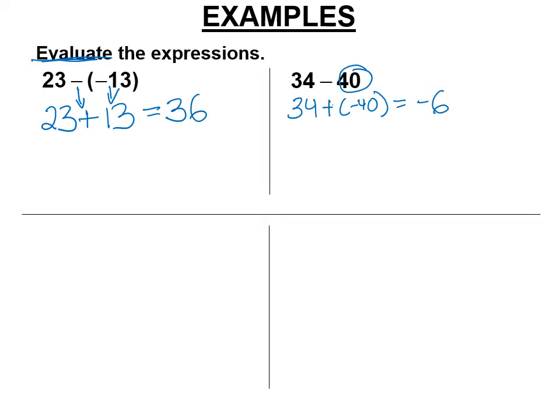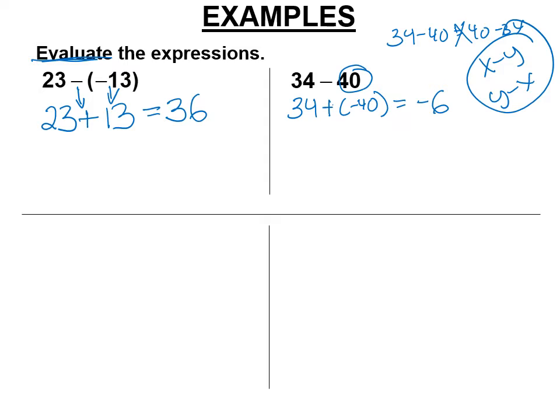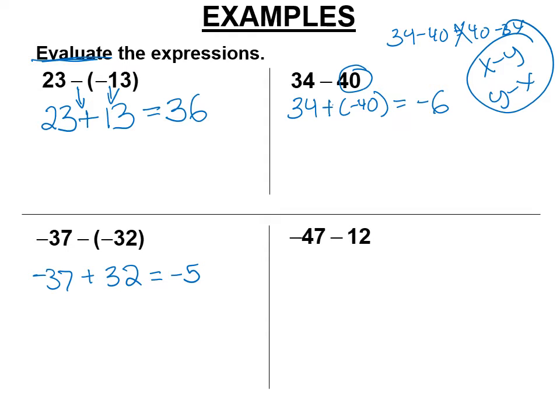Now, there is no commutative property of subtraction. These are not equal, right? These are not equal. And in fact, what happens is when you switch a subtraction problem around, if you take x minus y and you have y minus x, these will have opposite answers always. That's a 7. So that's the same as negative 37 plus 32, which is negative 5.